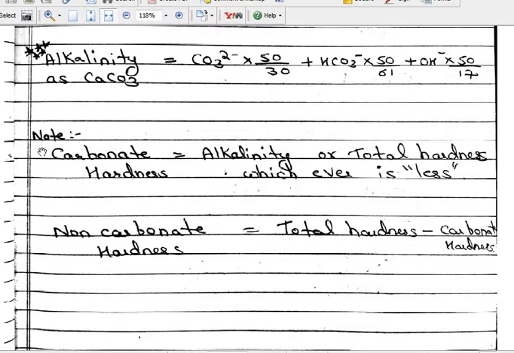Now one important note here is that carbonate hardness is equal to alkalinity or total hardness, whichever is less. So by the above two formulas we can find the total hardness and the alkalinity. Then out of these two, whichever is less, that is your carbonate hardness. If that is so, then non-carbonate hardness will be total hardness minus carbonate hardness. So it's very simple.